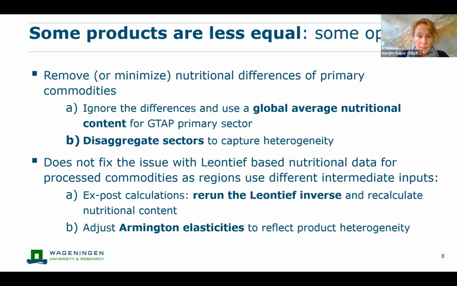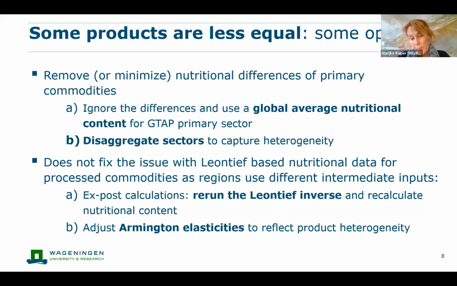So what to do? We haven't really fully resolved this, but here are some things you can think of. One thing is to just ignore it. I think Wolfgang Britz actually does this. He computes the global average nutritional content per primary sector, and then you basically assume it away. The other option is to disaggregate your sectors to get the key heterogeneity in there.